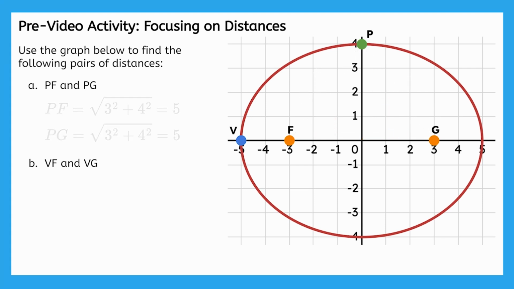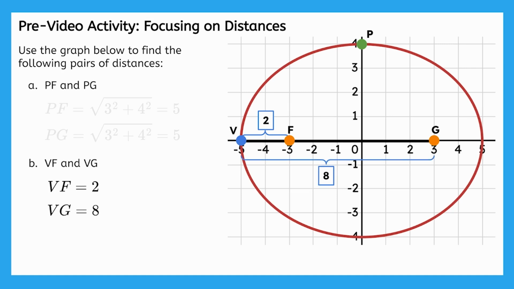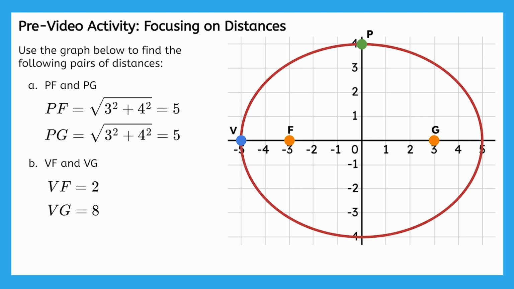What about VF and VG? Just by looking at our diagram, we can see segment VF is 2 units long, and segment VG is 8 units long. Take a moment to analyze these results. What do you notice? What do you wonder? I notice both pairs of distances measured segments with one endpoint on the curve and another endpoint at F or G. I also notice that both pairs seem to add up to 10. Do you think this is just a coincidence?